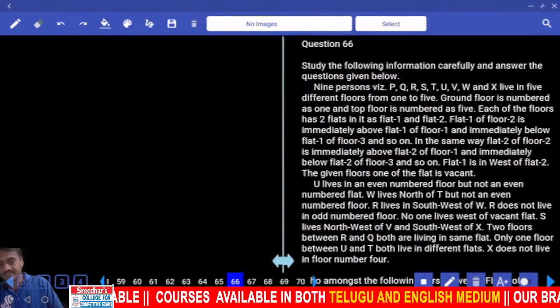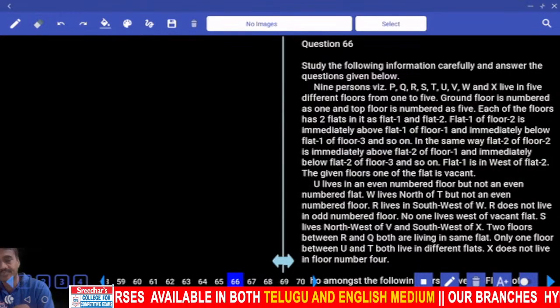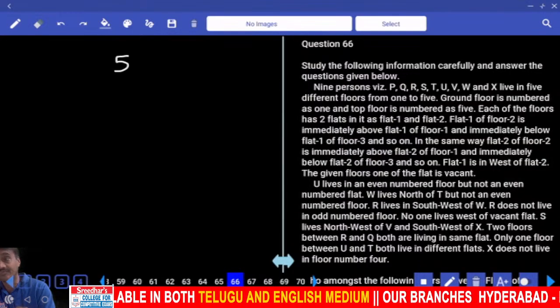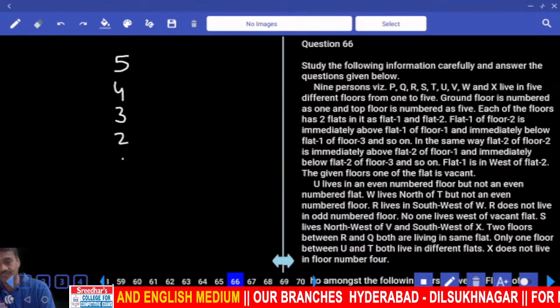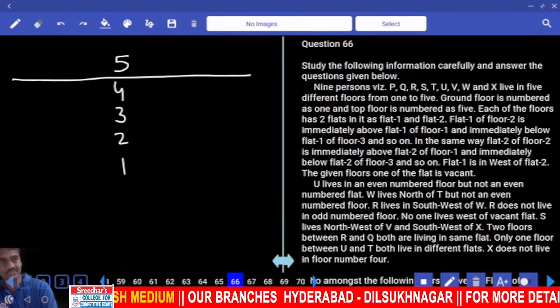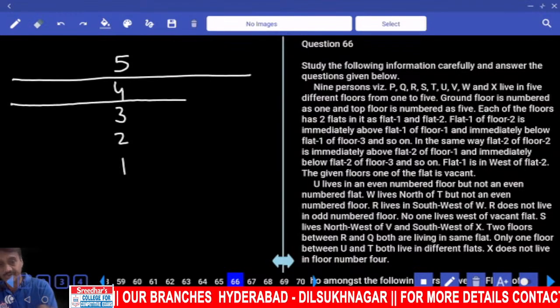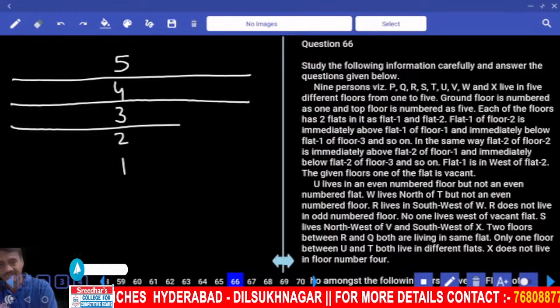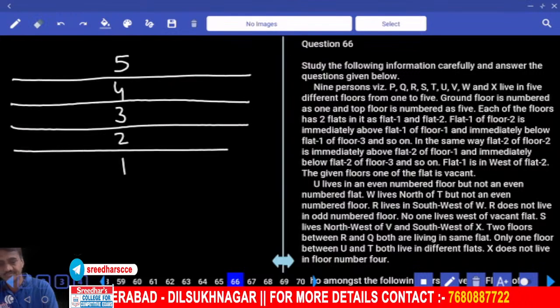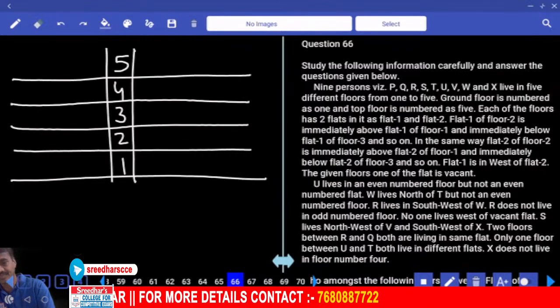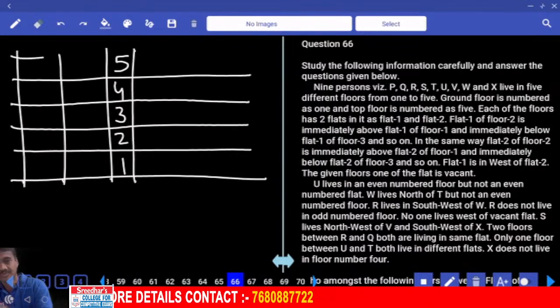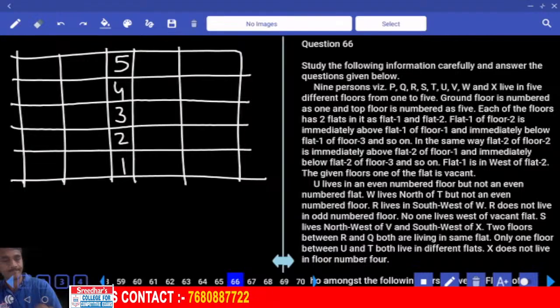Then in this one, how many floors are there? 5 floors are there. Each floor, how many flats? There are 2 flats. Altogether, there are 10 flats. Now, in these 10 flats, there are only 9 persons who are staying, and one of the flats is a vacant flat, isn't it? Then, coming to condition number 1.